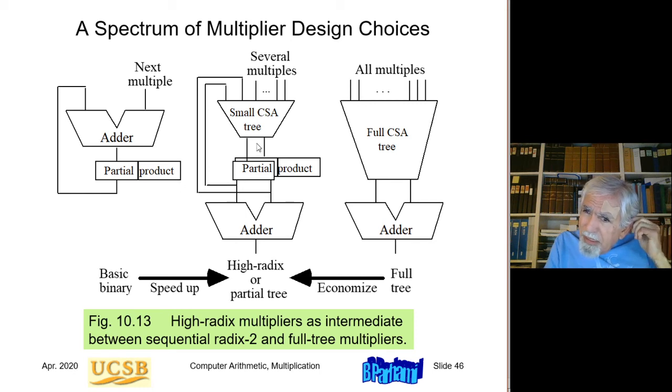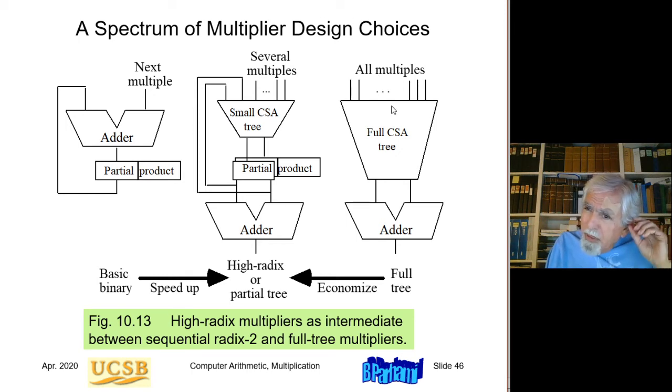And by generating several multiples, so in radix 16 we generated 4 multiples at once and combined them with this carry save partial product in a small carry save adder tree, and then we iterated here until the last cycle. So this small CSA tree should be contrasted with the full CSA tree in parallel multipliers that we will see next time.